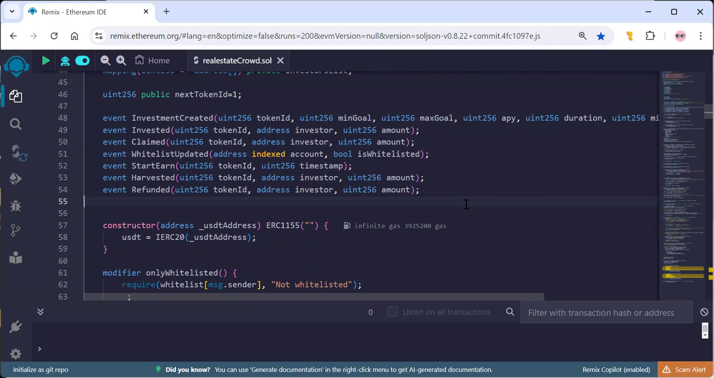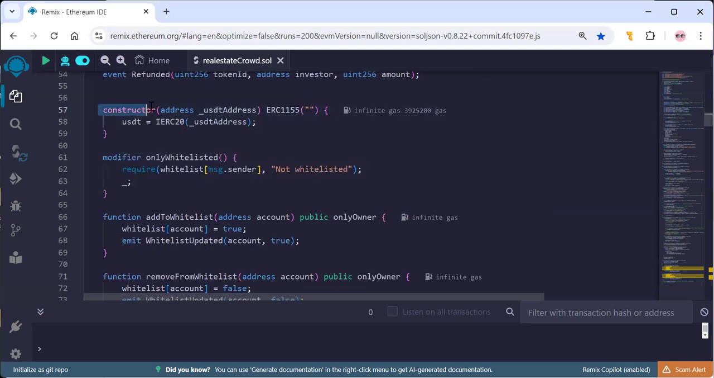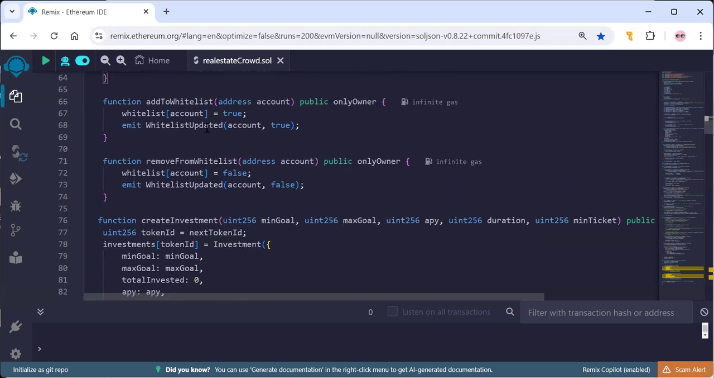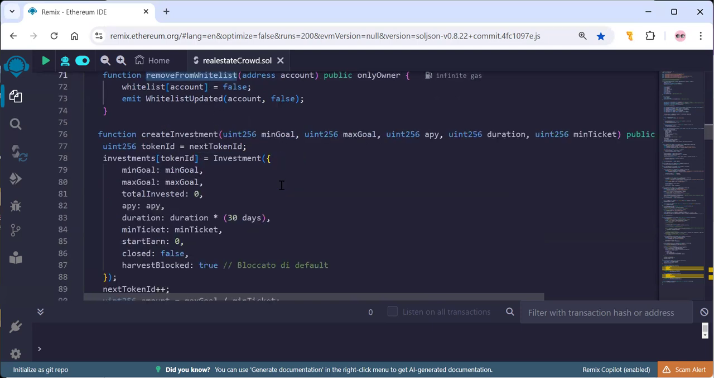because after each function that was successful, we will have an event also to track what happened to the transactions of the smart contract. Then we have the constructor of the smart contract that has only one parameter, that is the USDT address, the address of the stable coin. Then we have a modifier that is onlyWhitelist. That means that only people in the whitelist can do something. Then two simple functions to add or remove wallets in the whitelist.